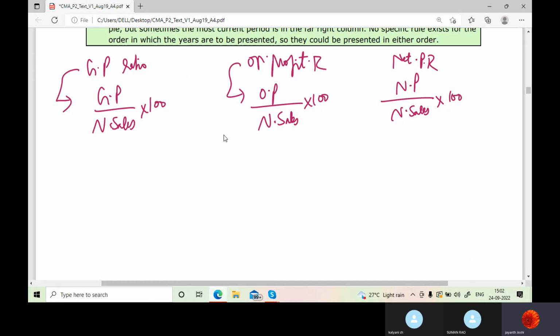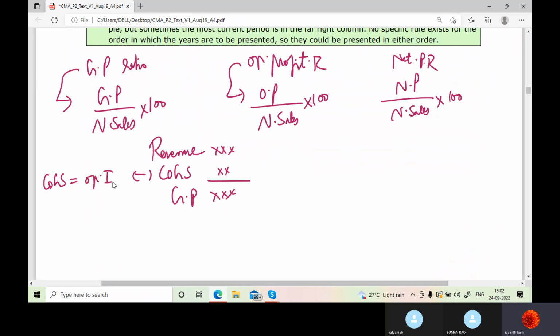So if these formulas are all right, now I'll explain the concept behind this. But for that I'm making an income statement. Please follow. So it starts like this. Revenue, less COGS, will give you gross profit. Now, the concept we have to understand is, first of all, the formula for COGS. COGS is opening inventory plus purchases minus closing inventory.